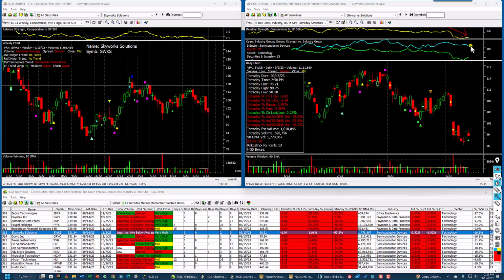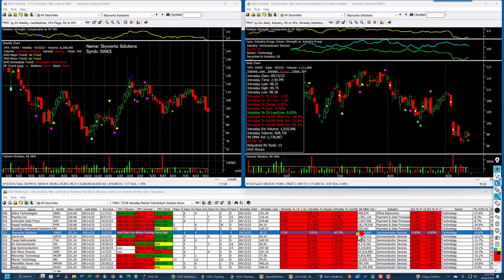You can see it's underperformed the S&P. The group has been going down, and this stock over the past couple of days is outperforming the industry group. Volume is below normal. You can see how light the volume is today. On the weekly chart, it's right at this support area right here now. So it may be starting to be under accumulation, but it's really a dangerous stock right now.